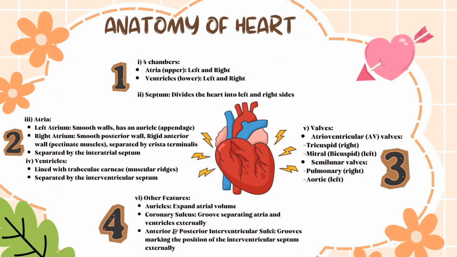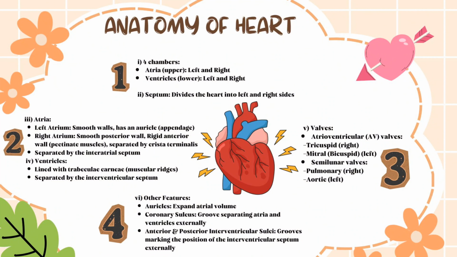First, the heart is divided into 4 chambers, which are left atria and right atria, which is located at the upper part of the heart, and the left ventricle and right ventricle, which is located on the lower part of the heart. The heart is divided into 2 sides, which is left and right side by the septum.